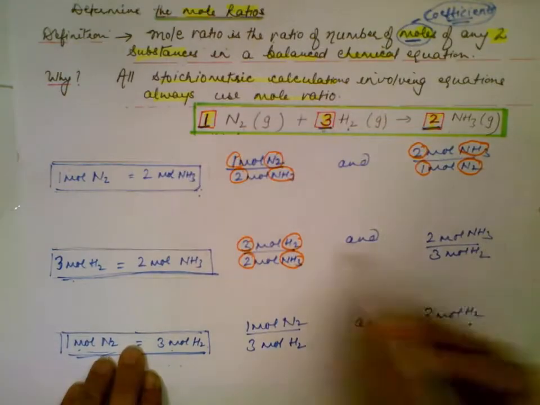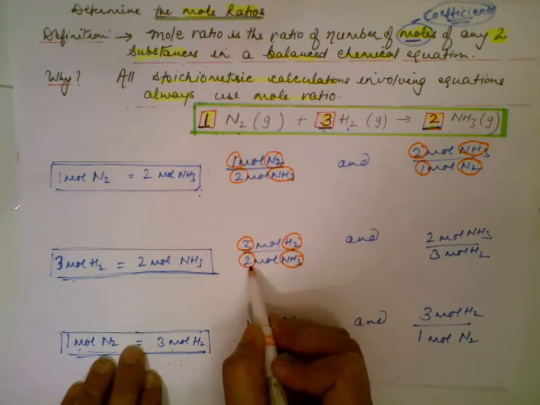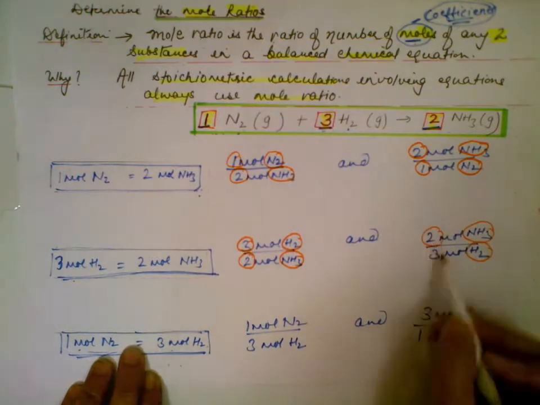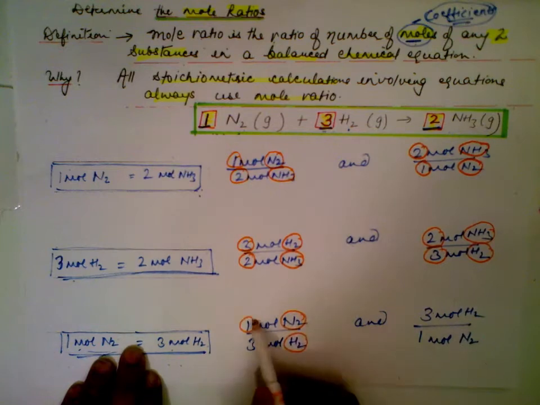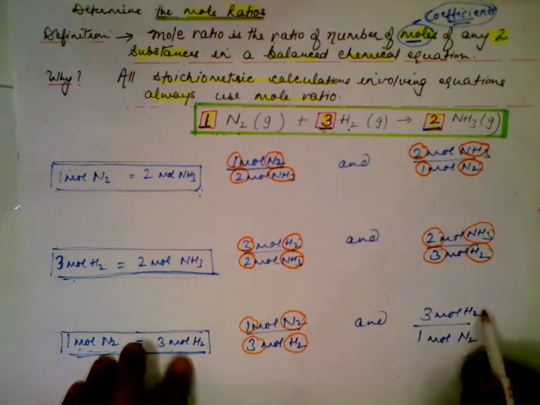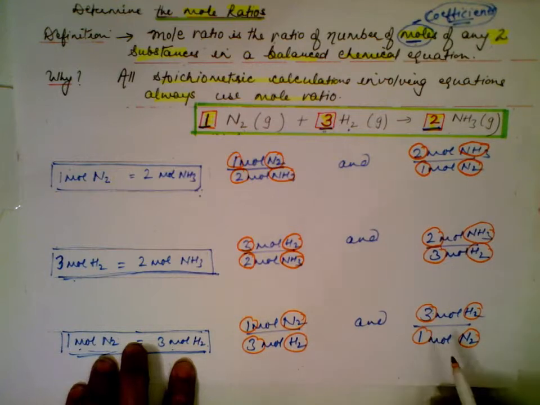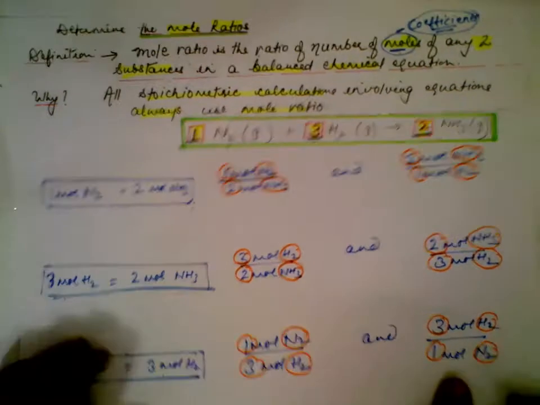For hydrogen to ammonia, it is 3:2. For ammonia to hydrogen, the ratio is 2:3. For nitrogen to hydrogen, the ratio is 1:3. For hydrogen to nitrogen, the ratio is 3:1. Okay guys, so that is the ratio here. I have this right here also.